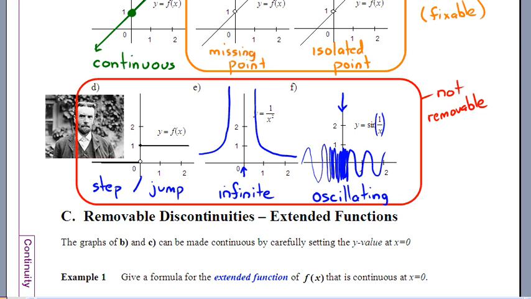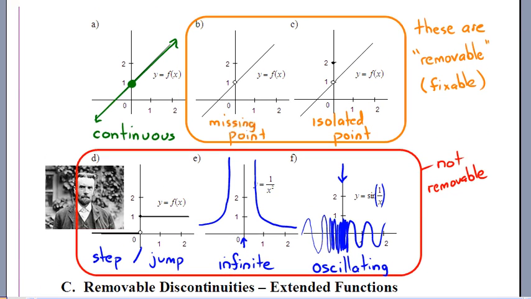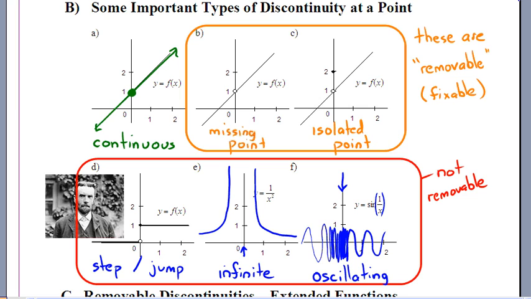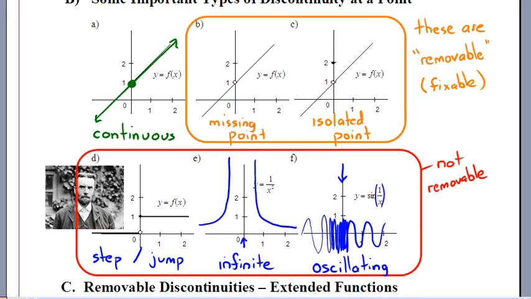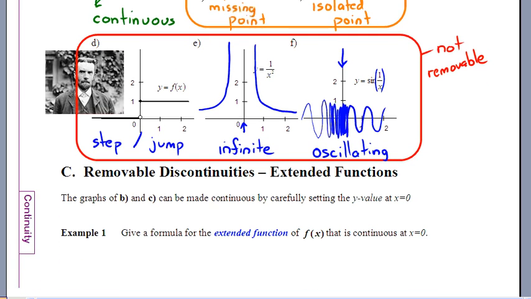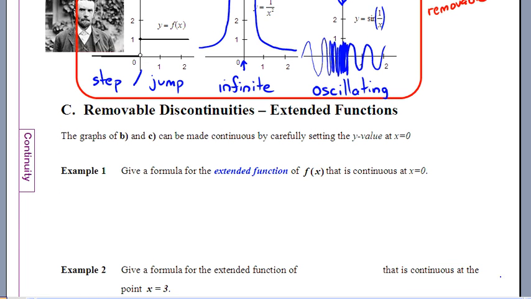Okay, well, those first discontinuities, the ones that are removable, we can actually fix them and make that function look nice. We can turn that broken f of x into a nicer repaired function. So let's see if we can do that down here. This section says the graphs of b and c, the two up there at the top of the page, can be made continuous by carefully fixing the y value right at that problem, right at y equals 0. We can't fix the other ones. We can't fix d, e, and f, but we can fix b and c.